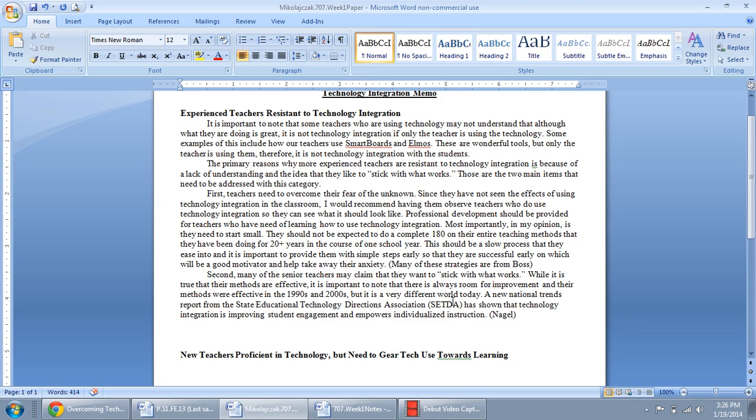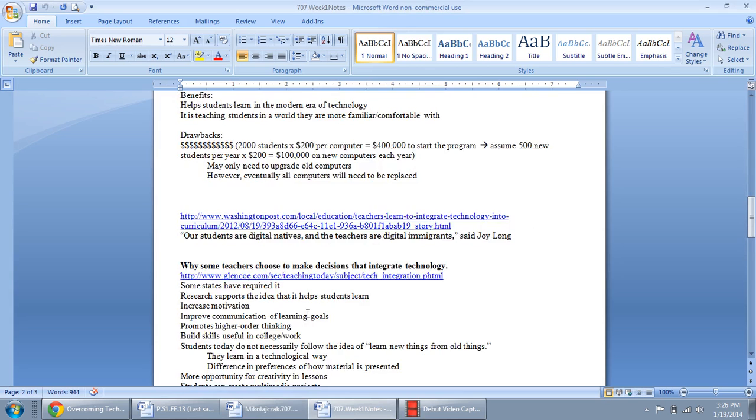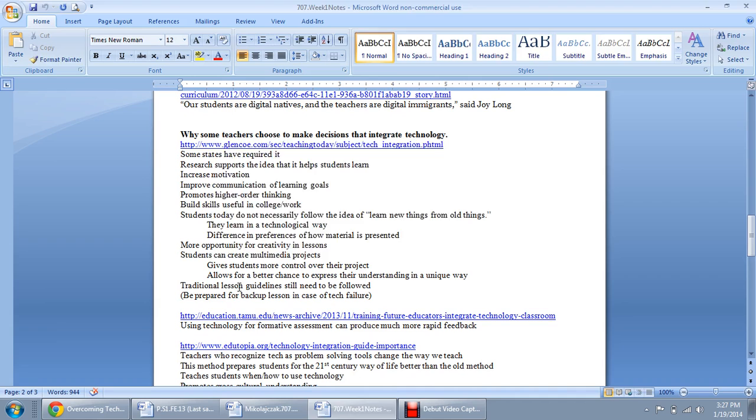The second thing that they're going to say is they like to stick with what works. Well, it's great. It worked in the 90s and 2000s, but research has gone on to say that students don't even learn the same way today as they did in the past. So, let's see. I think the word preference.